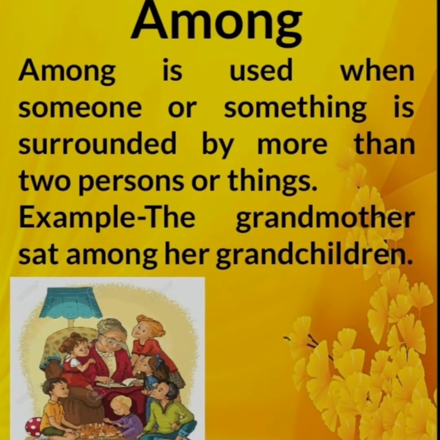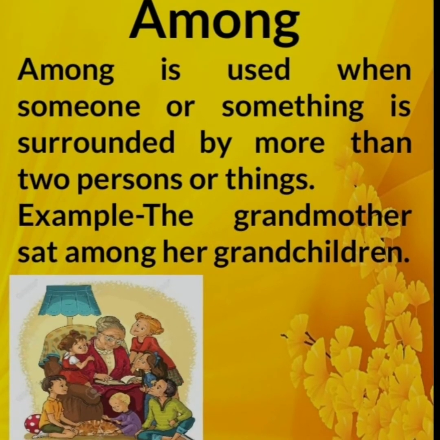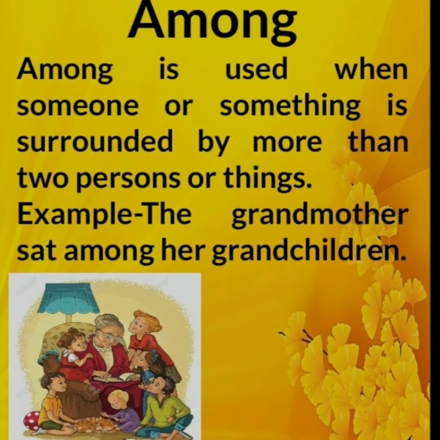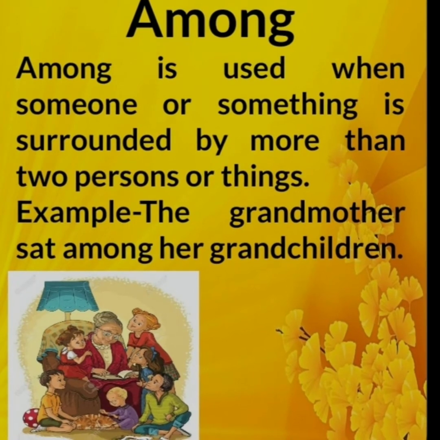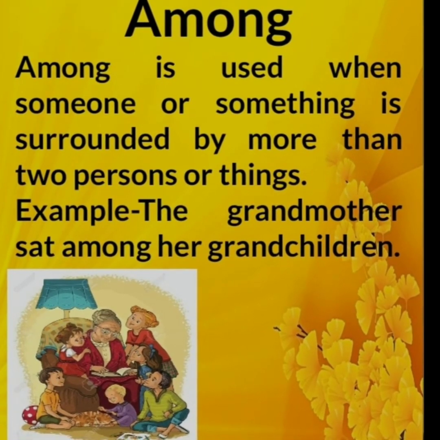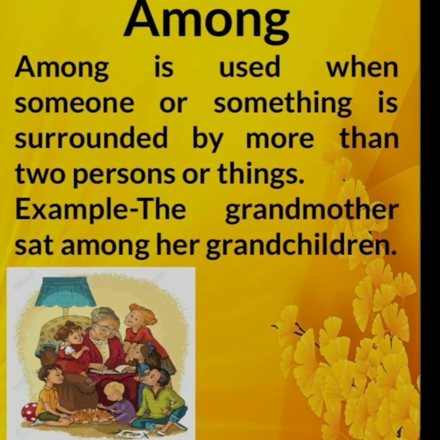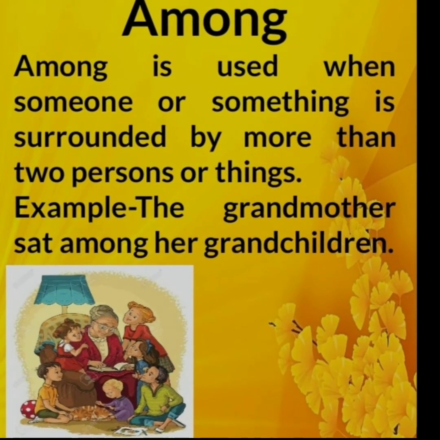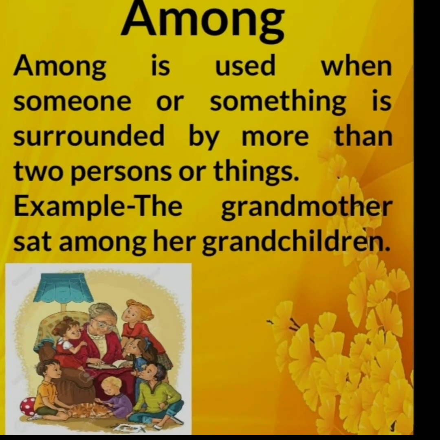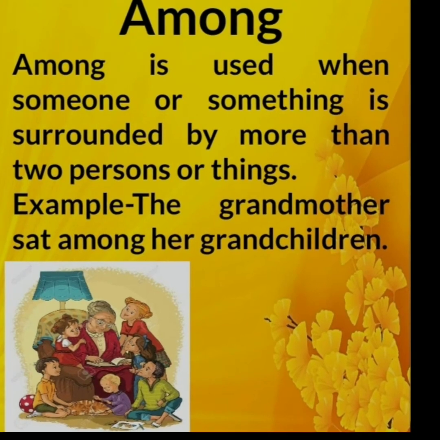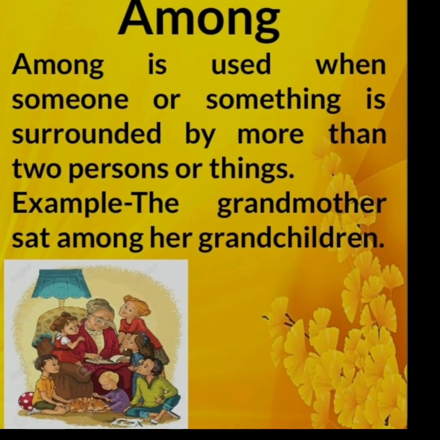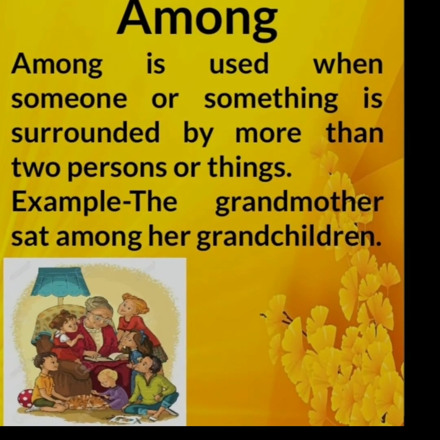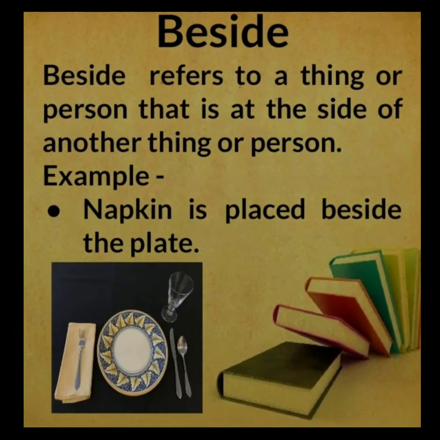And among is used when something or someone is surrounded by more than two things or persons. For example, the grandmother sat among her grandchildren. Here, the number of grandchildren is more than 2. That's why we use the preposition among.